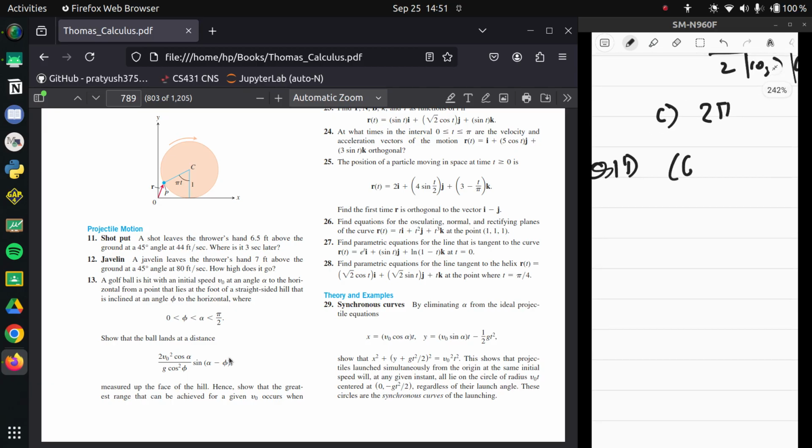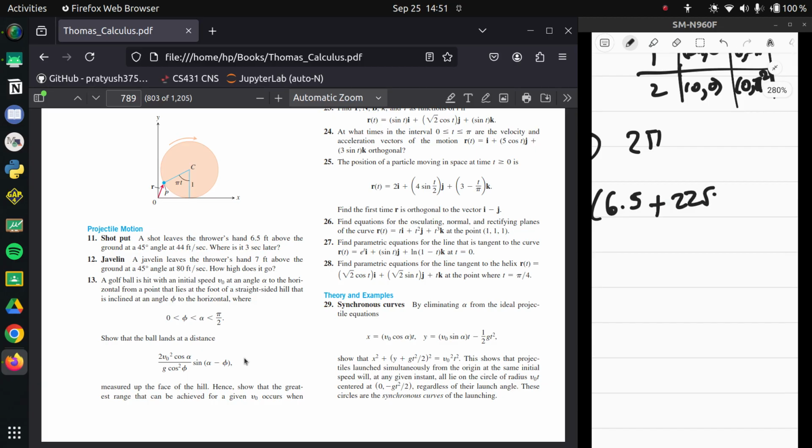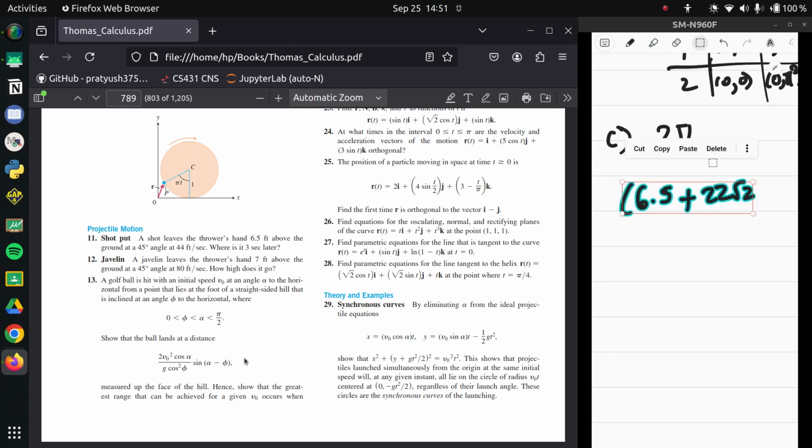So it's just 6.5 plus ut plus half at square. So u at 45 degrees is 44 by square root 2, that's like 22 square root 2. So 22 square root 2 t. Sorry, this is the x coordinate, 22 square root 2 times t. So t is just 3 seconds. And I'm hoping this is feet per second.